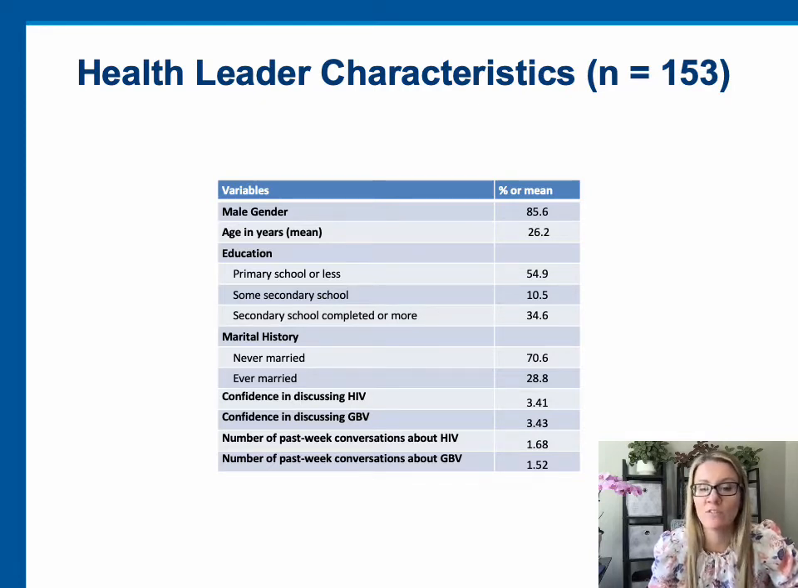The average level of confidence across all peer leaders was a 3.4 out of 4, on a range of 1 to 4, with a standard deviation of 1, regarding their confidence in educating peers about HIV, and 3.4 regarding their confidence in educating peers about gender-based violence. The average number of past week conversations on the scale on the previous slide was 1.7 for HIV, 1.5 for gender-based violence.